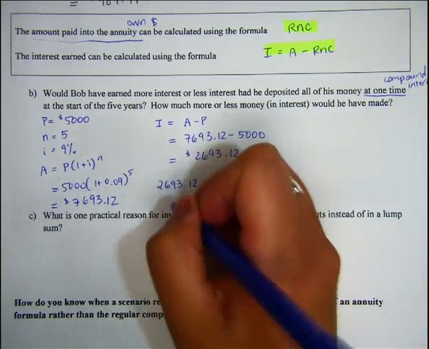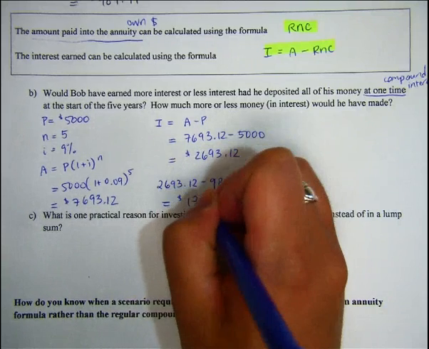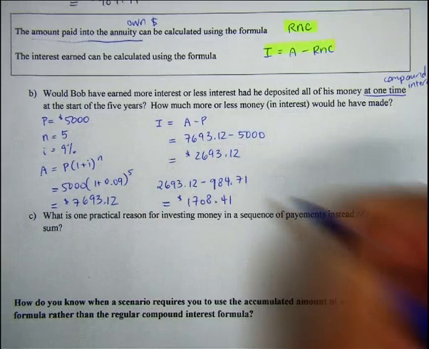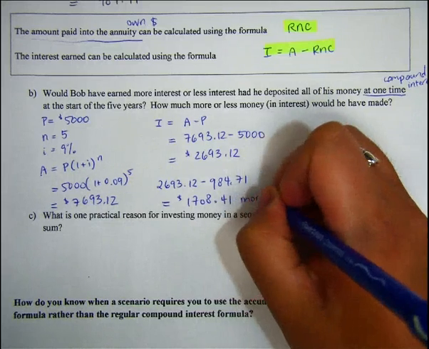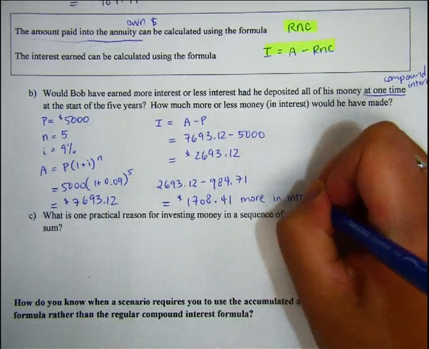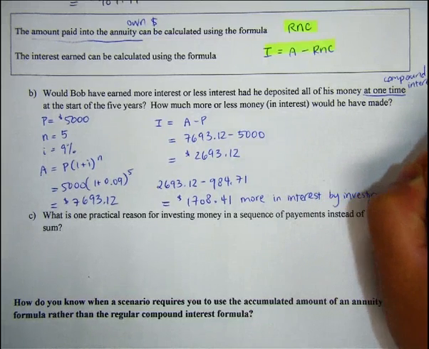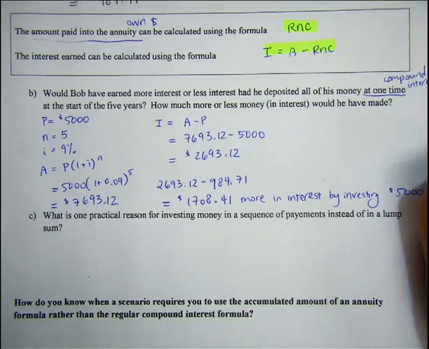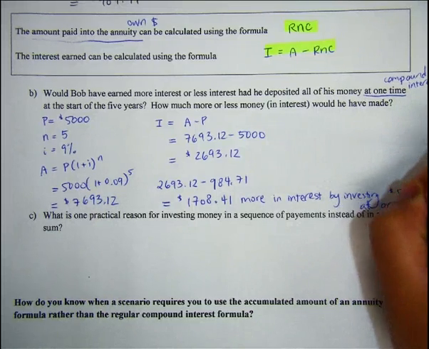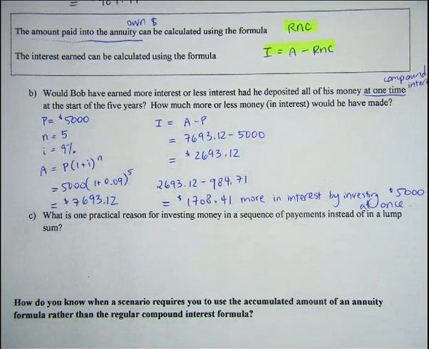and that gives us a difference of 984.71 from part A. That gives us a difference of $1,708.41 more in interest by investing the $5,000 all at once. So definitely, if Bob had the money, had the $5,000 to invest at the beginning of that 5 years, he would have earned a lot more interest than investing in the ordinary annuity.